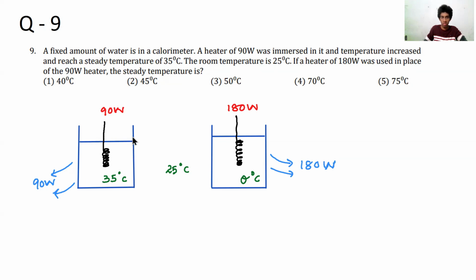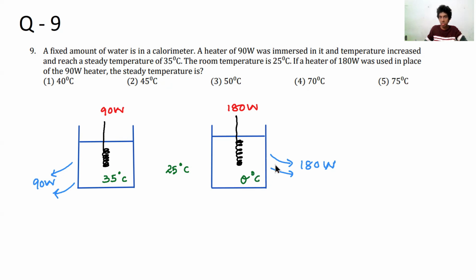So this is the first instance. So here a 90 watt heater is used and a steady temperature of 35 degrees Celsius is obtained. Why is a steady temperature obtained here? Because here the rate of heat loss becomes equal to the rate of heat generated by the heater. That means the rate of heat loss becomes equal to 90 watt. At the second instance, a 180 watt heater is used, and here a steady temperature of theta degrees Celsius is obtained.